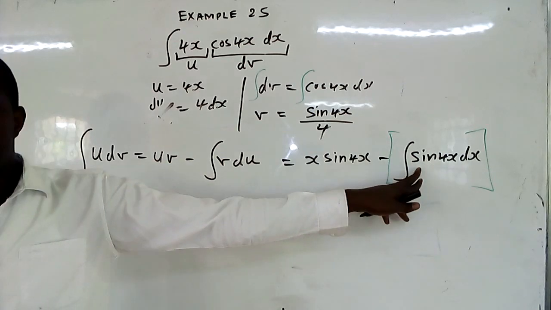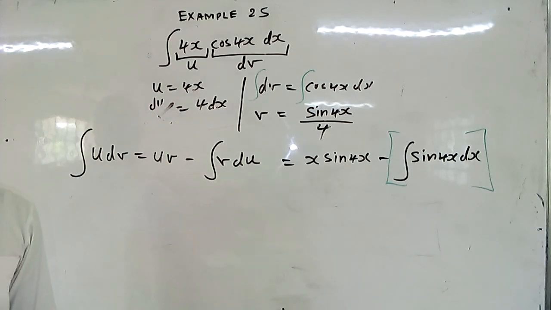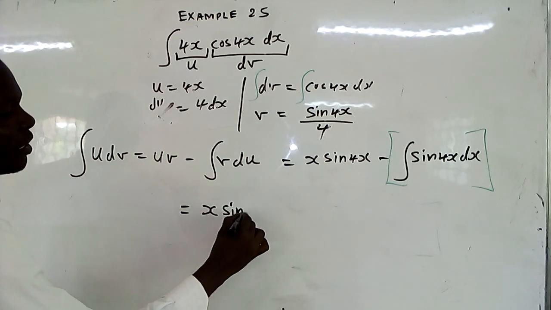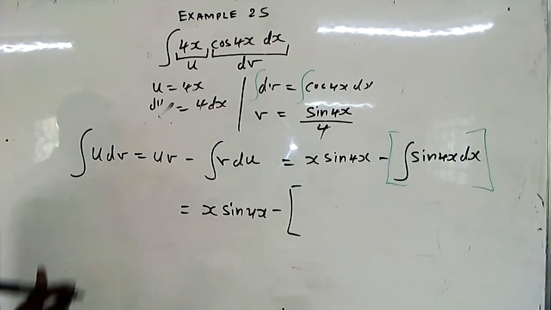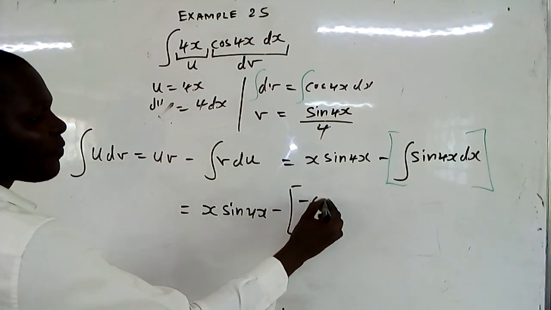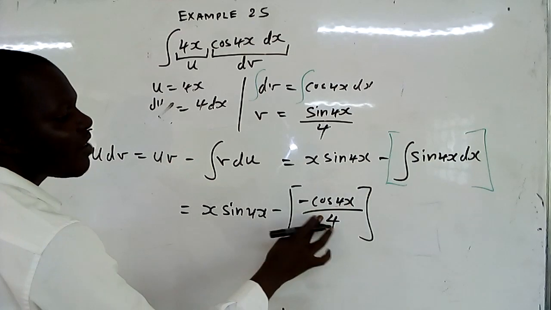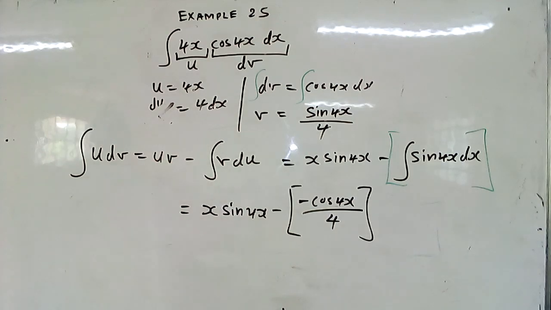So this is no longer a product of two functions, it is just a sine function. We integrate a sine function on its own. Are we together? Good. So what do we have? This is equals to x sine 4x minus, then inside this bracket, if we integrate sine, you get negative cos 4x, then we divide by the constant from the inner function. The derivative of the inner function must be a constant. If you differentiate 4x, you must get a constant.